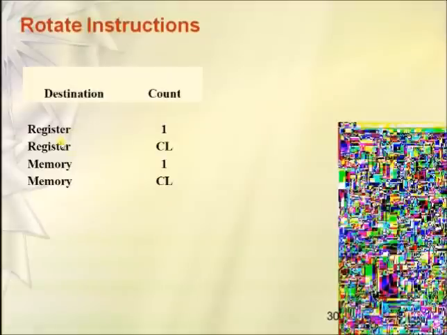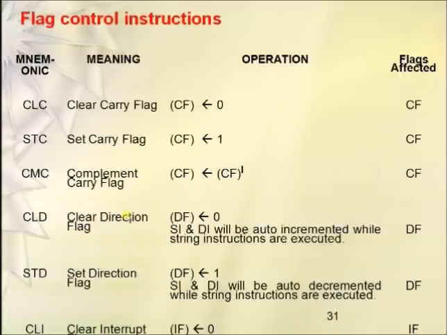Now rotate instructions are similar to the shift. Now we have flag control instructions, which perform operations on the flags. CLC clears the carry flag. STC sets the carry flag, and CMC complements the carry flag. CLD clears the direction flag. STD sets the direction flag, and CLI clears the interrupt flag.